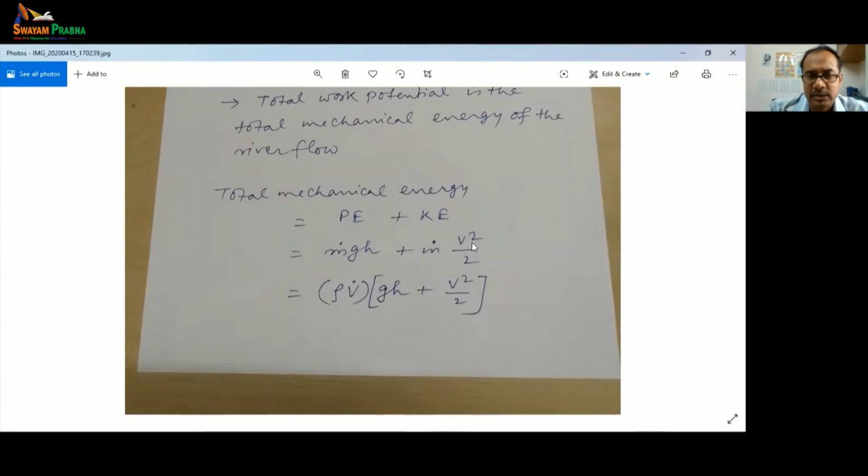That's the kinetic energy. So here we can see m dot you can take out, and that will be nothing but rho into v dot, the volume flow rate into the density of water. That would be the mass flow rate. And inside the parenthesis we will have g h for the potential energy part, and plus v squared by 2, that will be for the kinetic energy part.